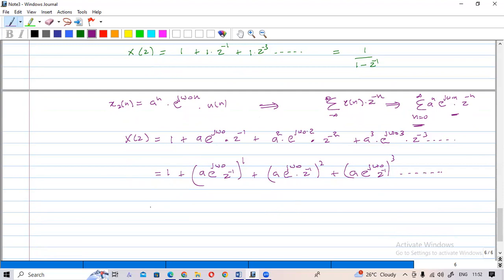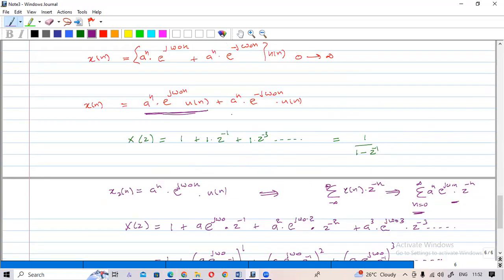So X(z) will be 1 over 1 minus a e^(j omega naught) z^-1. So this will be the answer. And what is the ROC? You can remember that for the ROC, the magnitude of a should be less than 1. No, a should be less than or greater than, I can't remember.